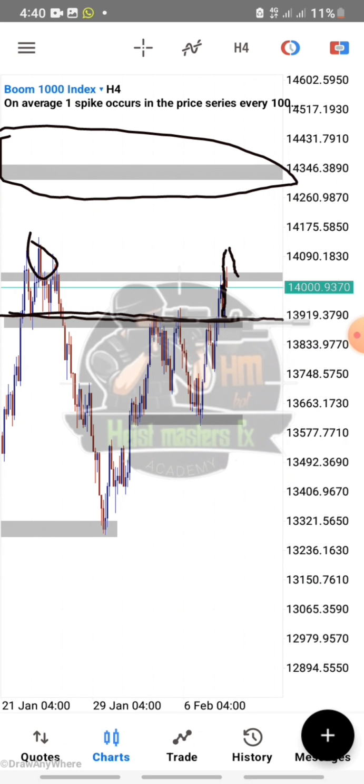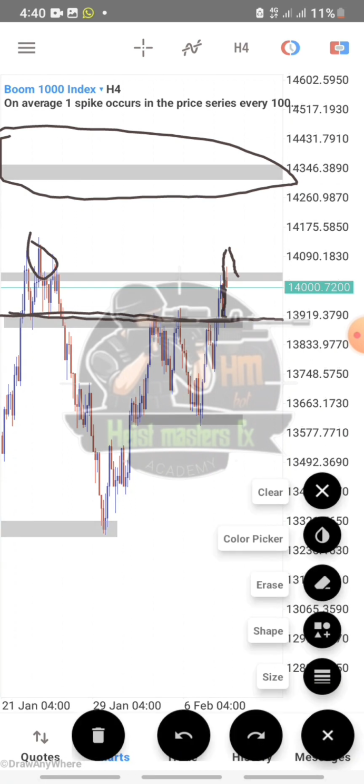Okay, that is all for the Boom 1000 top down analysis from the Chief Panditing, from the weekly, daily, and the 4 hour. I'm not going to the 1 hour because I'm trying to give you a clear picture of what the market is trying to do before we execute a sniper trade, one trade, one shot from the Chief Panditing.